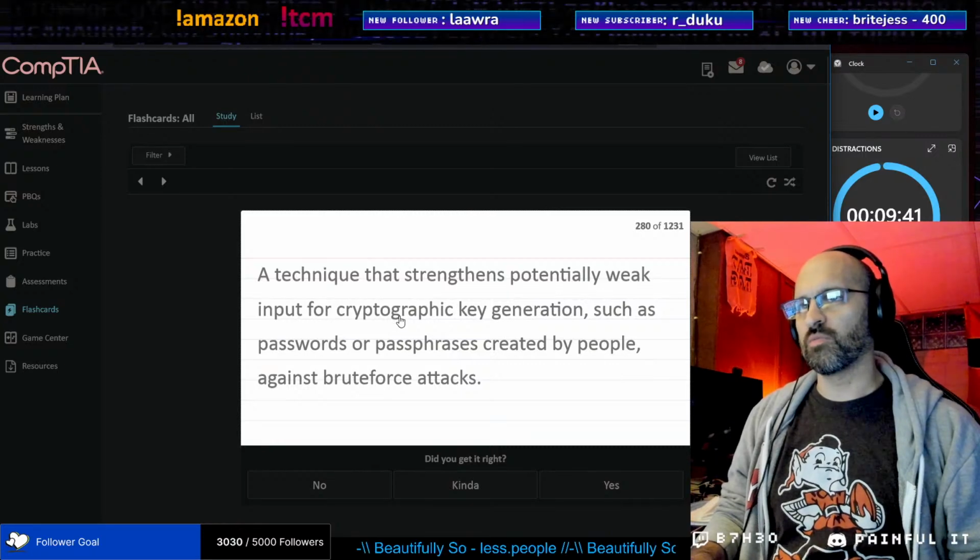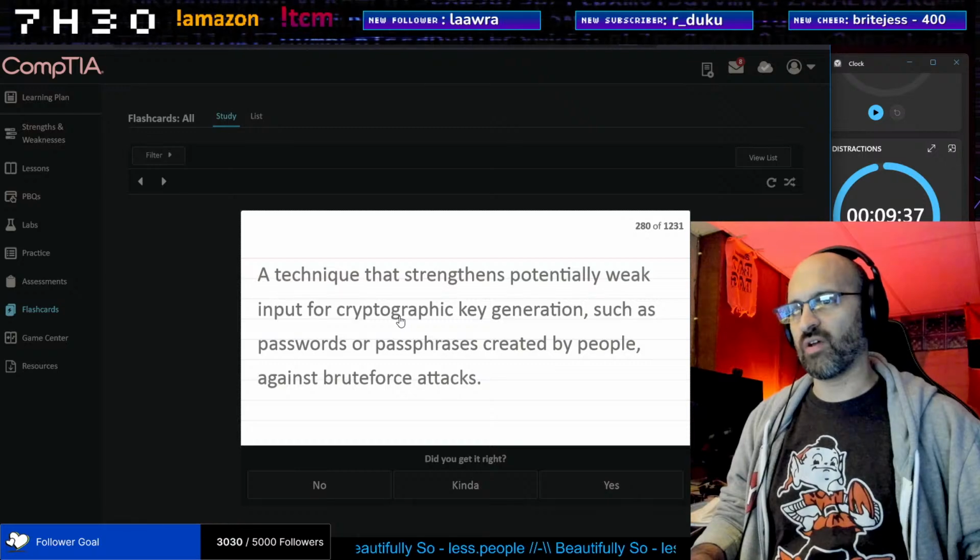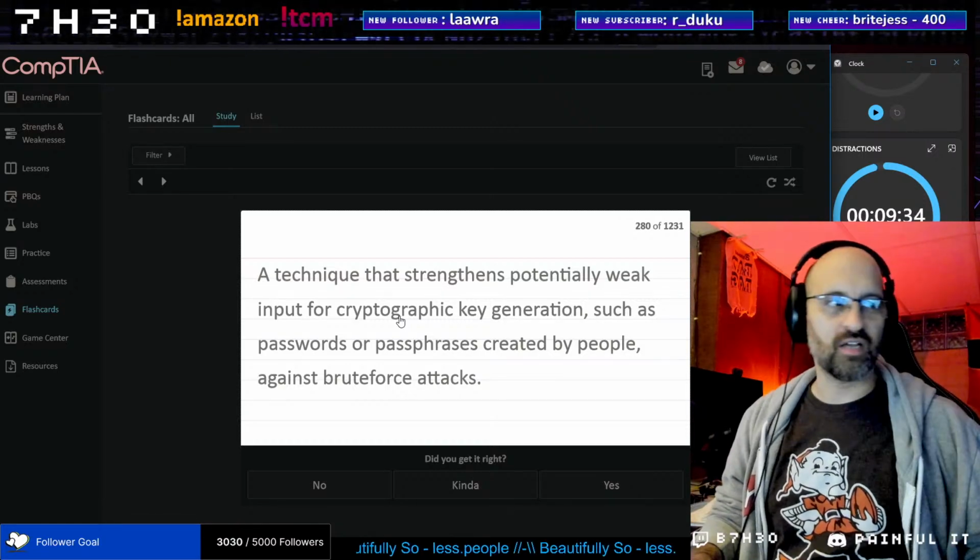Technique that strengthens potentially weak inputs for cryptographic key generation, such as passwords or passphrases created by people against brute force attacks.